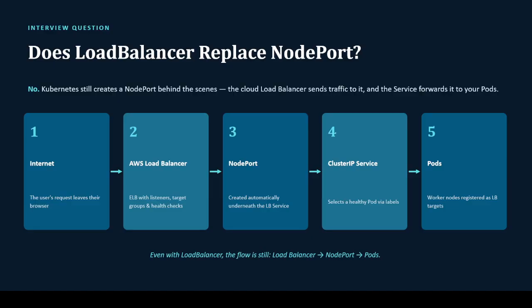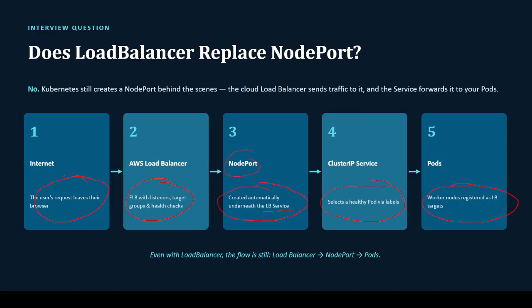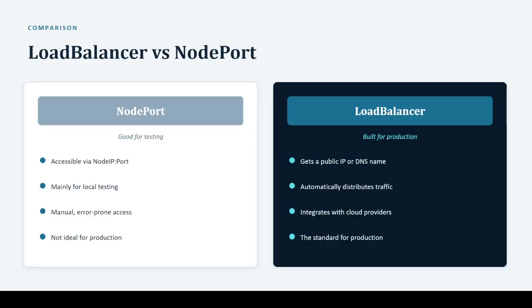Here you can see that whenever a user makes a request, it will go to the load balancer, which is created automatically underneath as the LB service. Then you can see the node port, then the cluster IP service it goes to, and then your particular pods. So this is the flow, and this is the most asked interview question you can face. They can ask, does LoadBalancer replace NodePort, or how is the flow, and they expect you to be aware of what happens after the traffic reaches the NodePort.